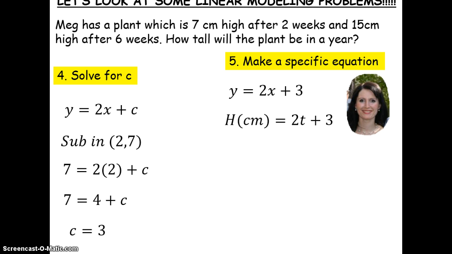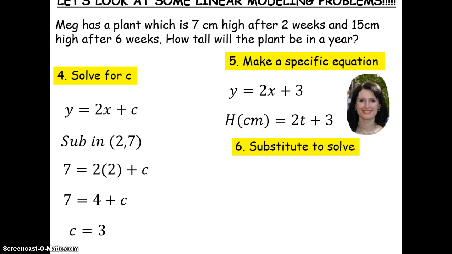I'm going to put that into a specific form. h in centimetres, and this time I'm not using millimetres because my question does not deal with millimetres at all. So there's no need to convert to millimetres. So height in centimetres is equal to 2t plus 3, where t is the time in weeks. Let's substitute to solve. Once again, we're looking for a year, and a year is 52 weeks.